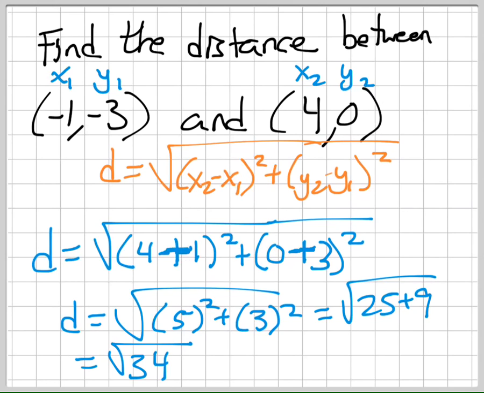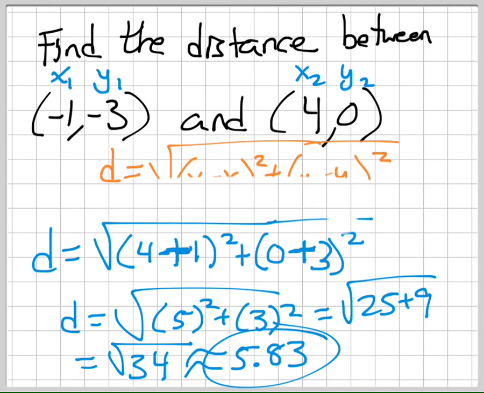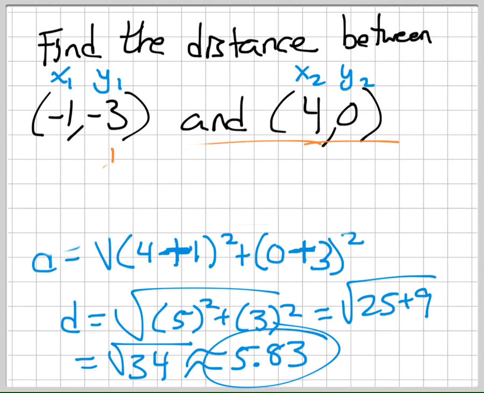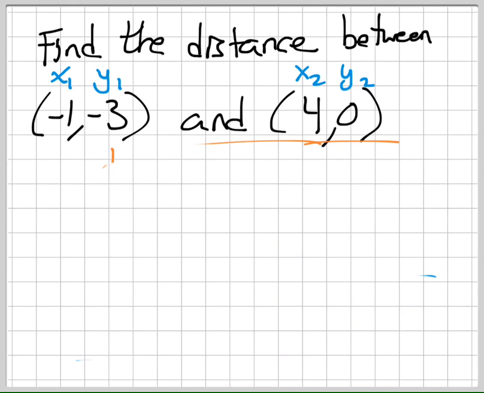That's the exact answer. If you want to approximate it, so you're trying to find distance, you want to know how many miles, feet, inches, if you punch in the square root of 34 on your calculator, 5.8309. So let's just approximate to about 5.83. That's the distance between these 2 points. Let's see what it would look like if you graphed it. We know the answer is about 5.83. We should be able to get the same thing if we graphed it.